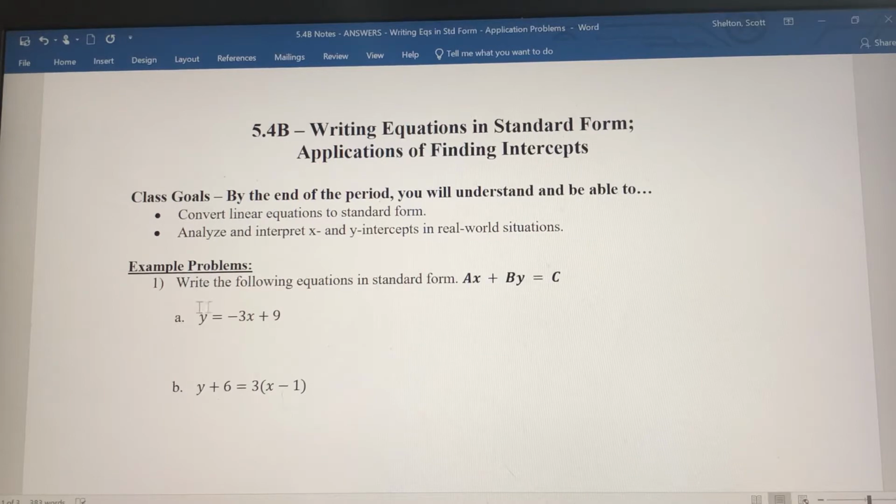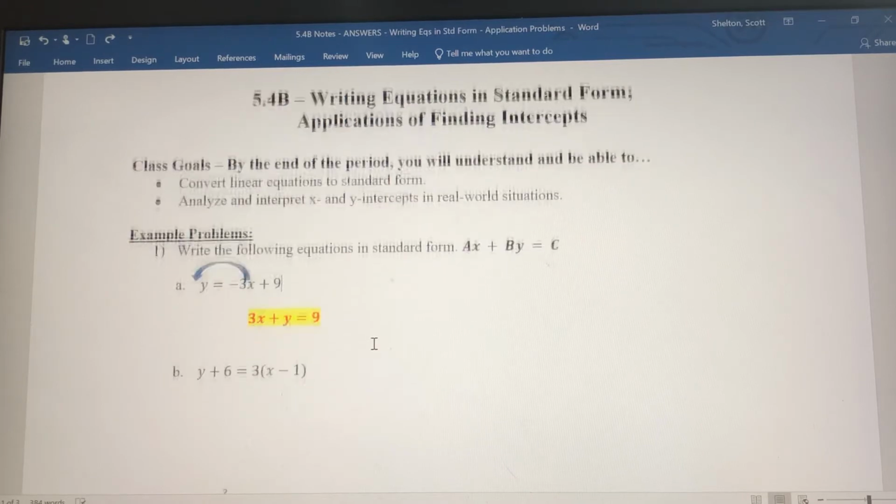So let's look at the first one here. Y equals negative 3x plus 9, okay? So again, I need the x and the y on the same side. So I'm going to need to move that 3x term over to the left side, okay? Well, if it's negative on the right side, when it moves over and changes to the left side, we have to change the sign, so it's going to become positive. All right, so 3x plus y, the 9 stayed put, so 3x plus y equals 9, okay? Notice that's the same as standard form, so we're good to go here, okay? So only one step there.